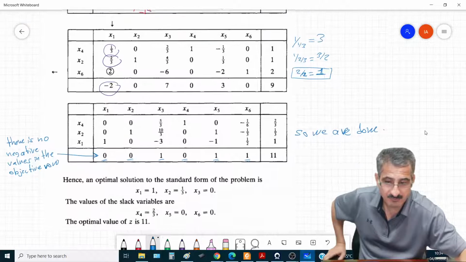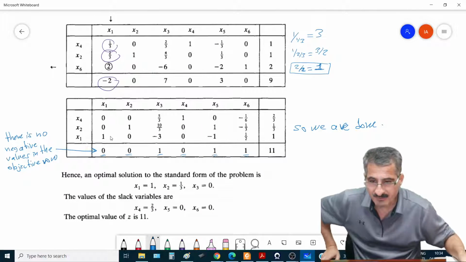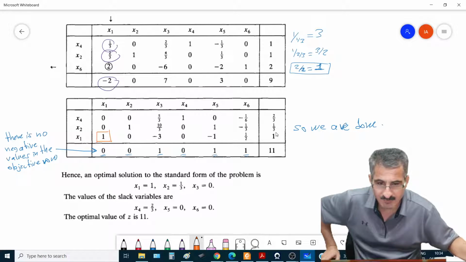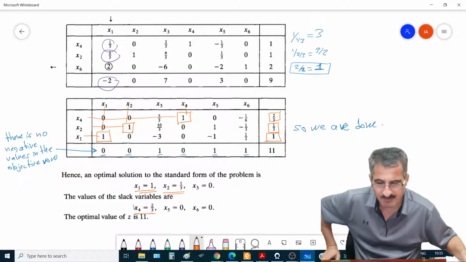Oh, okay, how? Here we go. Now x1 equals 1. x2, see here is x1, x2 is 1 over 3. Okay, now x4, and x4 is 2 over 3. Here we go. This is x1, x2, x4. And what about the remaining? They are all zeros. And this is the optimal value of z, and we are done.